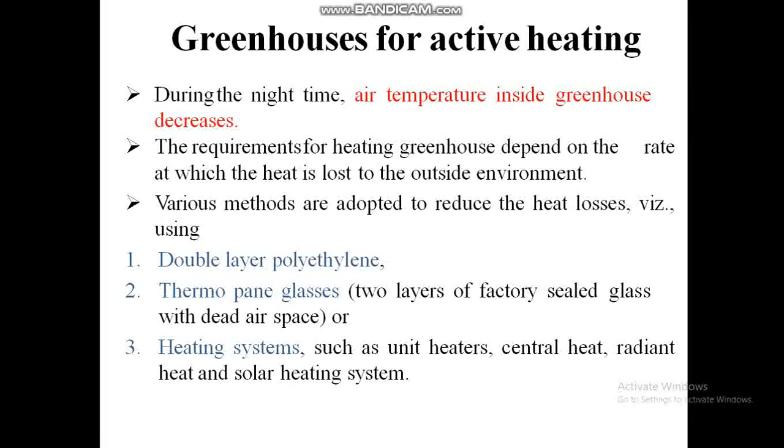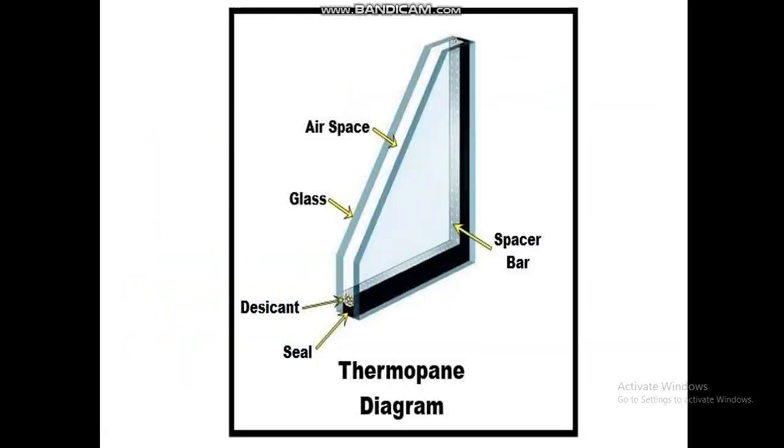Now we can use double layer polythene, thermopane glasses, which are two layers of factory sealed glass with a dead air space. We can see it in a figure in the next slide. Okay, and heating systems such as the unit heater, central heat, radiant heat, and solar heating system. This is the thermopane diagram, which is sealed. They have two glasses where the air space is there. You can see it in the figure.